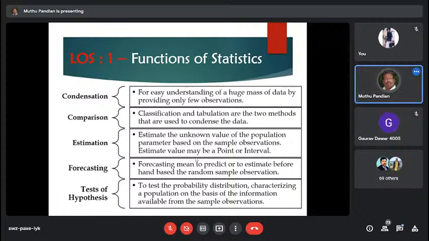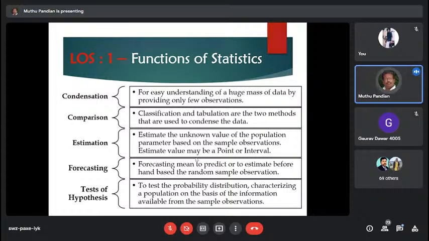This is called a test of hypothesis. For example, a certain motorbike company comes up with an advertisement: my bike will give 60 kilometers per liter. This is a statement we have to test before they come out with a public advertisement like this. Before that, they have to test it and prove it themselves, to understand whether it's a right statement or not.